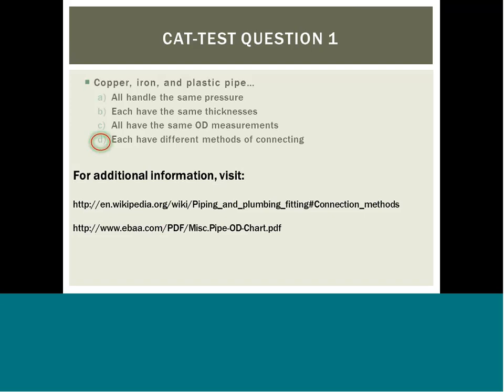For example, a 2-inch pipe in PVC has an outside diameter of 2.375. In copper, it has an outside diameter of 2.125. And in iron, it has an outside diameter of 2.5. For additional information, you can go to the websites shown on the screen.